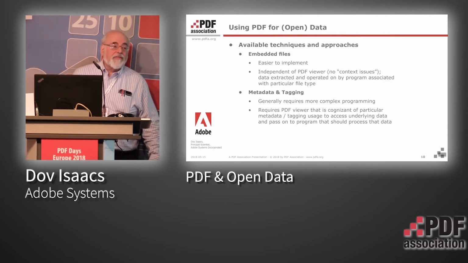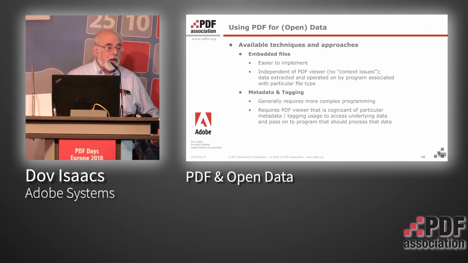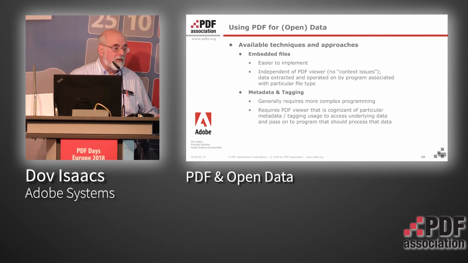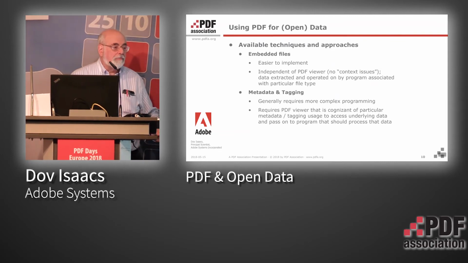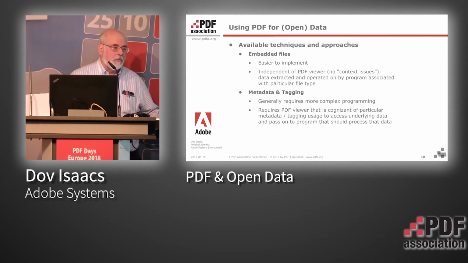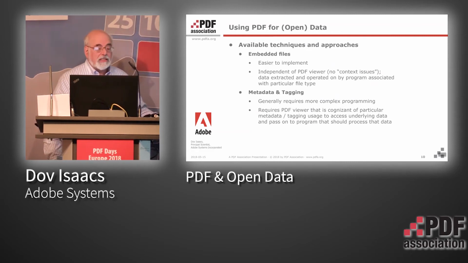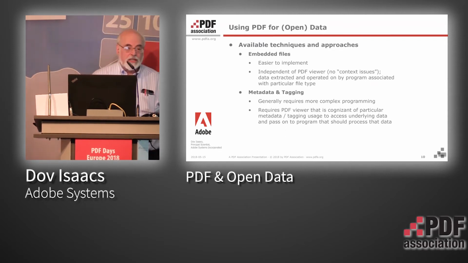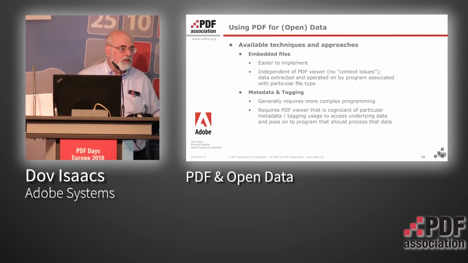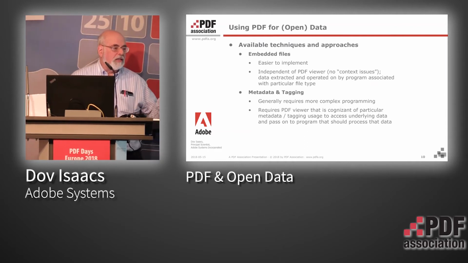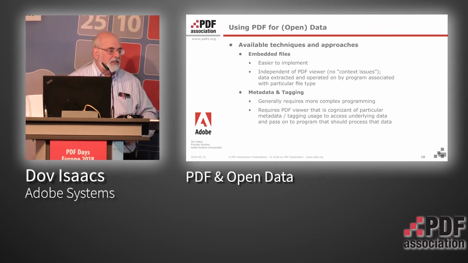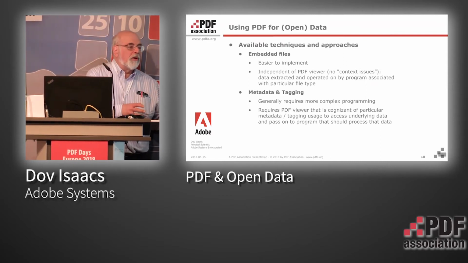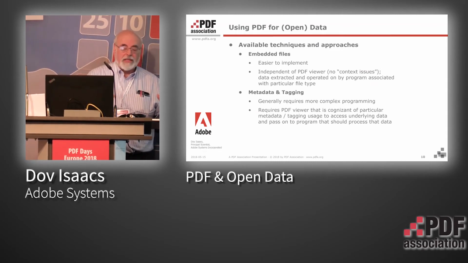Okay, well, what are the available techniques that we have? Okay, number one is embedded files. PDF has the capability of letting you embed a file into the PDF file, any format you really want. There's some that don't make very much sense. Don't put an executable file or a DOS batch file, something stupid like that, into a PDF file. Okay, it's very easy to implement. It's independent of a PDF viewer. There are no context issues involved here. In other words, it's up to what type of file it is as to what is done, but the PDF viewer typically lets the operating system of the environment call on the proper serving program for that particular file format.